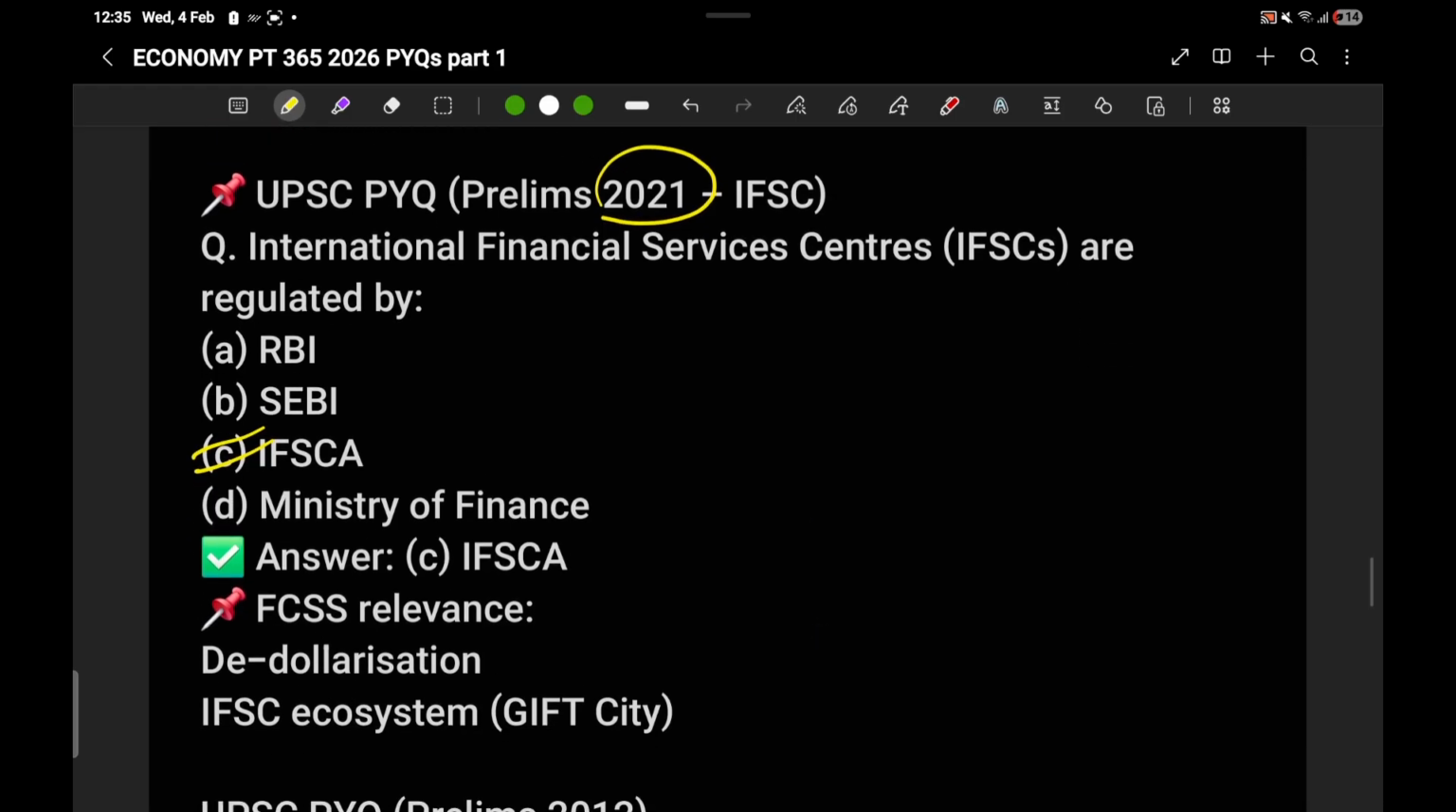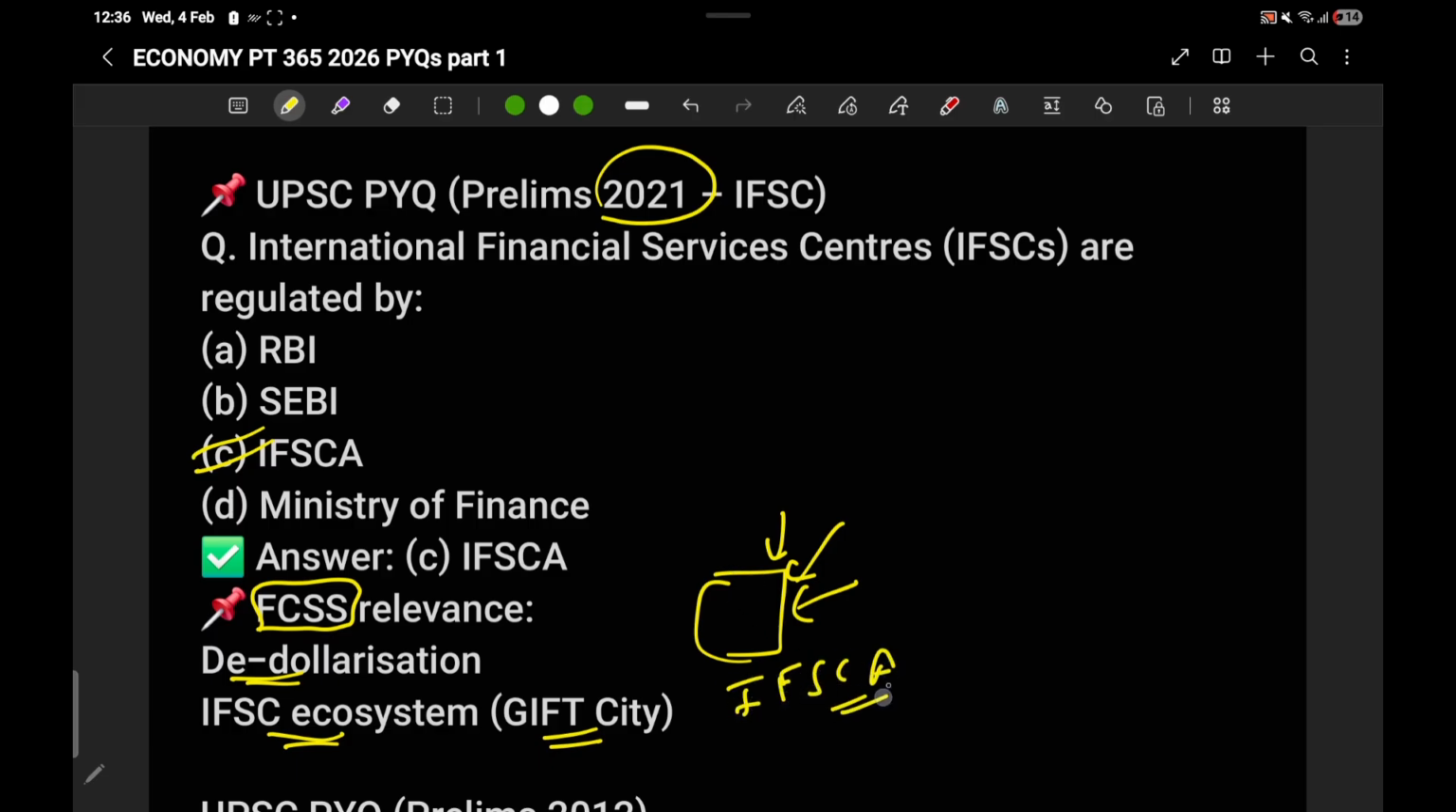So what is the main focus? The IFSC scheme, financial scheme, de-dollarization, and the IFSC ecosystem, GIFT City, where we would combine all the foreign-related transactions, foreign currency transactions, into one center, that is the IFSC center. We learned it yesterday, right? So that is the topic there.